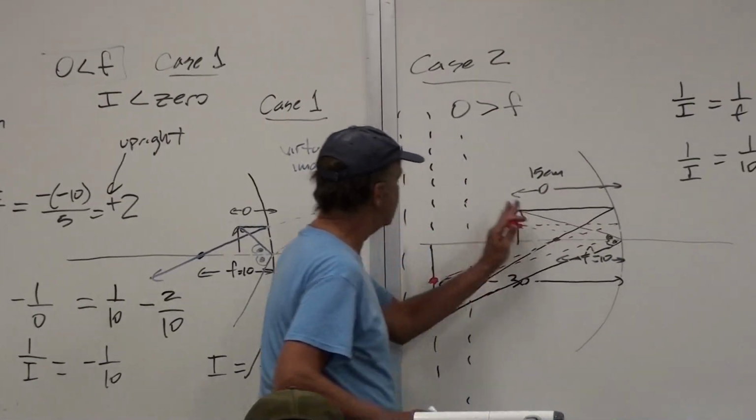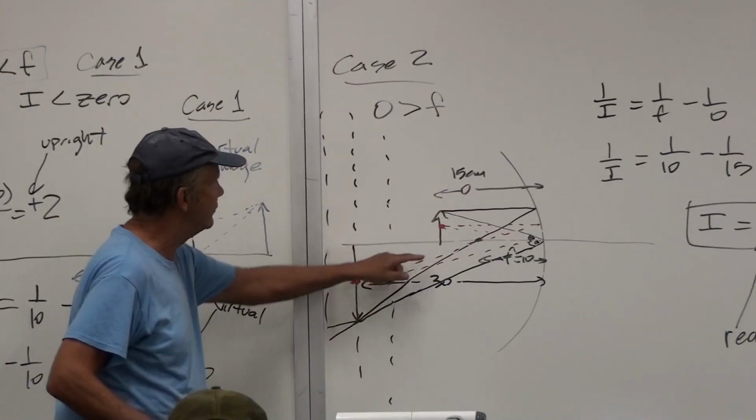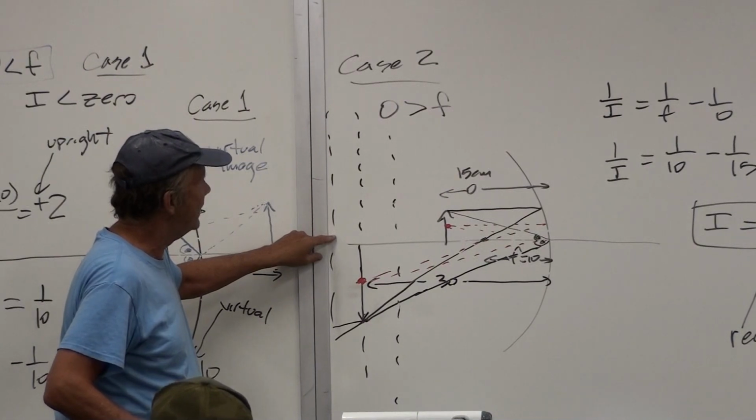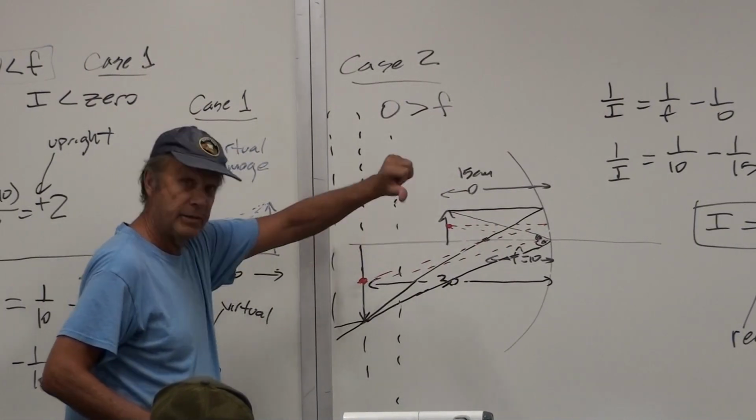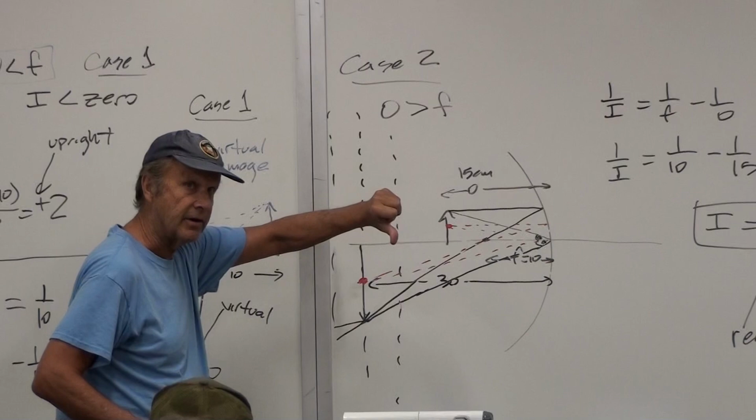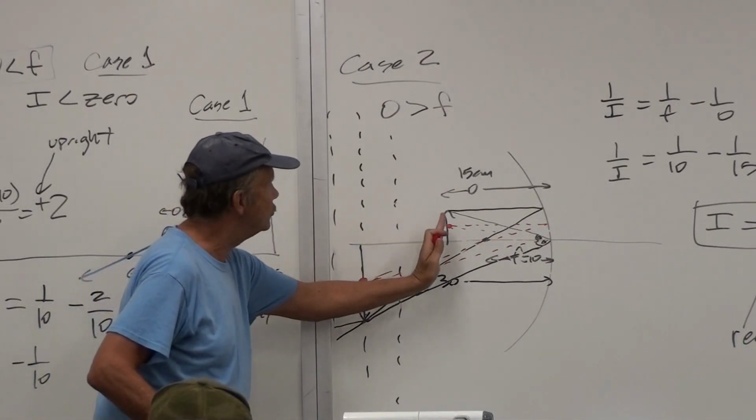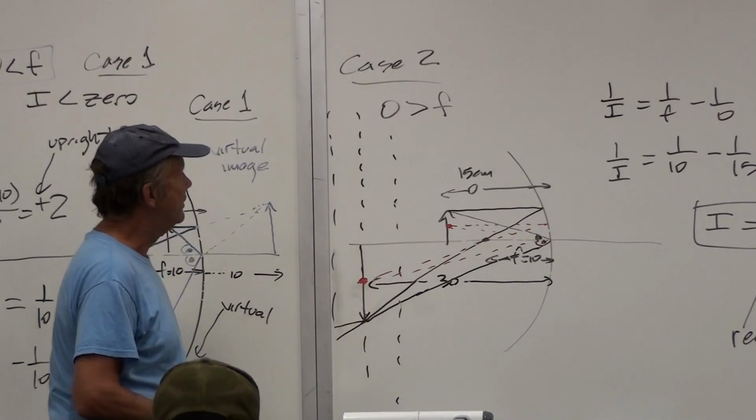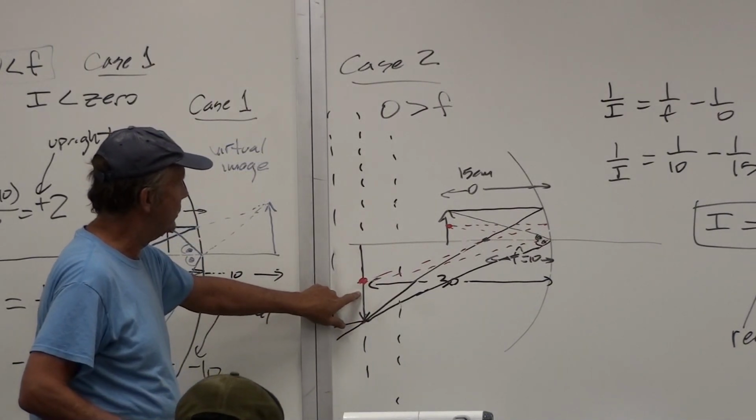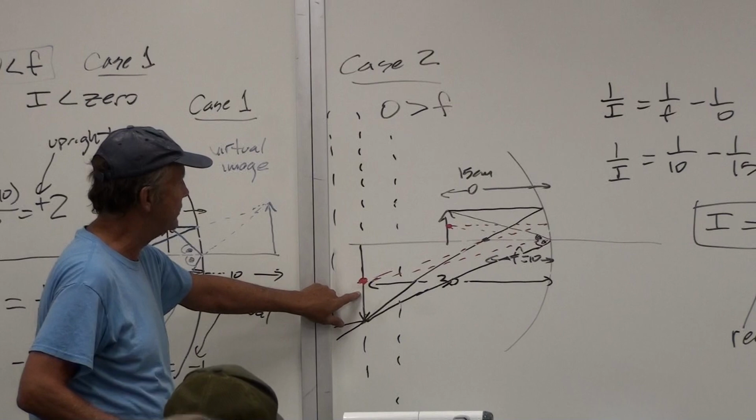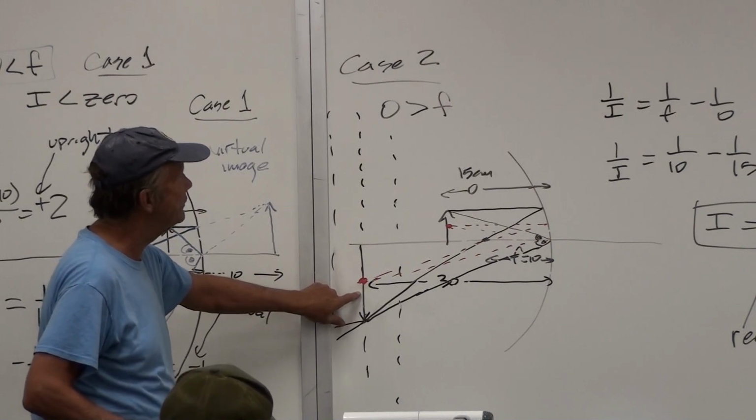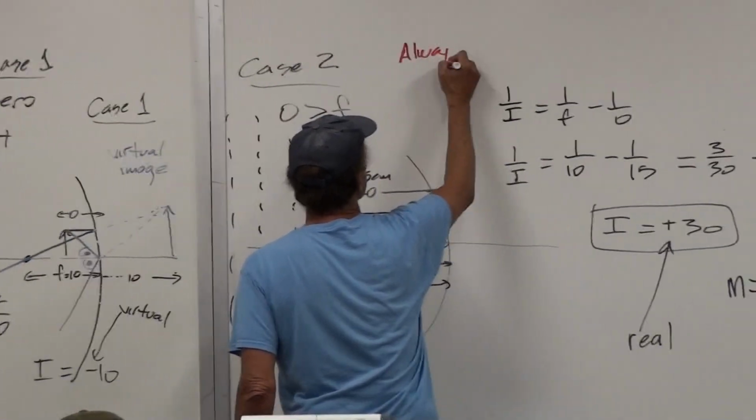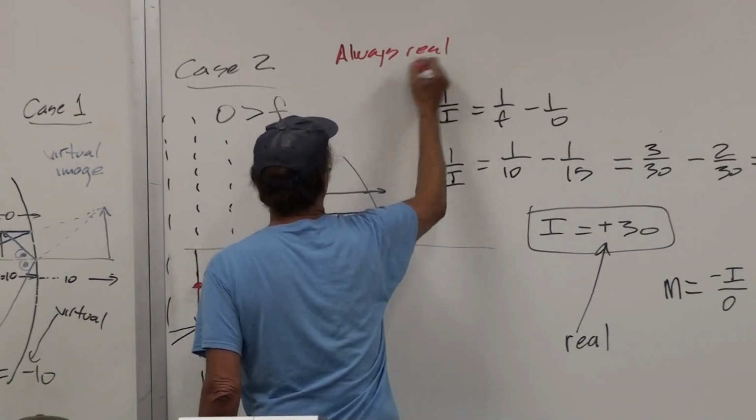Then we've got different variations of this. If we're more than twice the focal length away, then the magnification is going to be less than 1. That's still inverted. And if we're between f and 2f, then it'll be like this, where we have the magnification greater than 1. But it'll always be flipped. This is always real and always inverted.